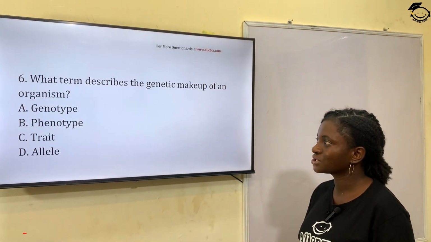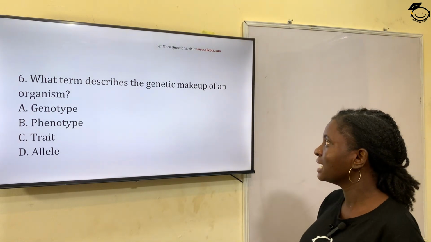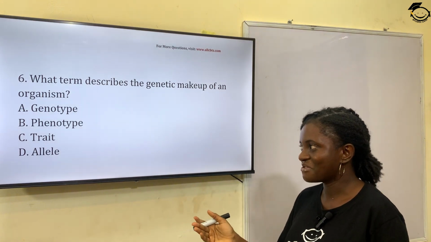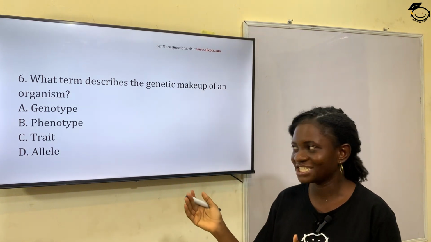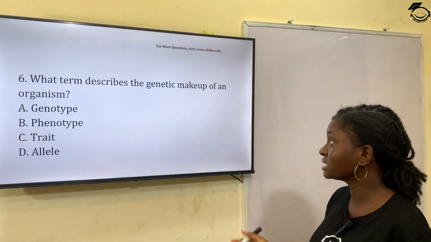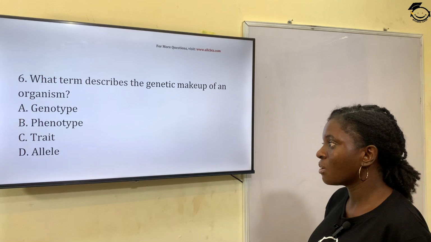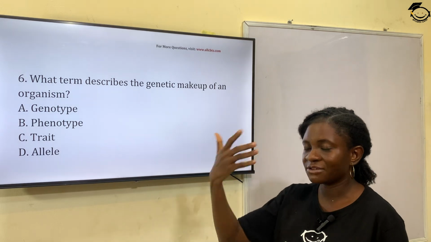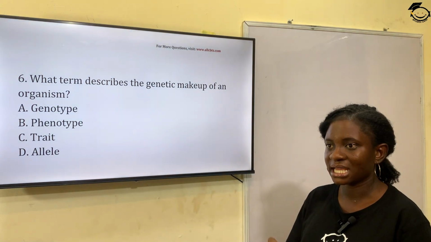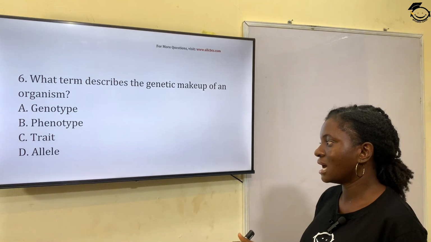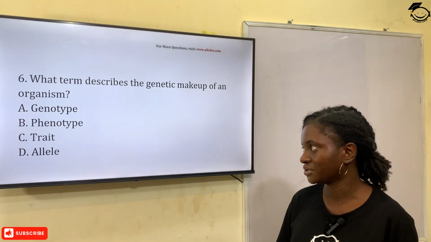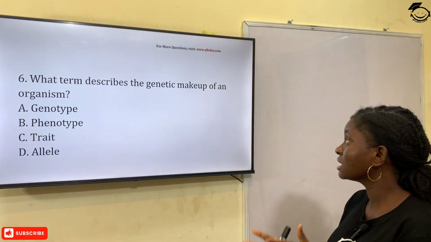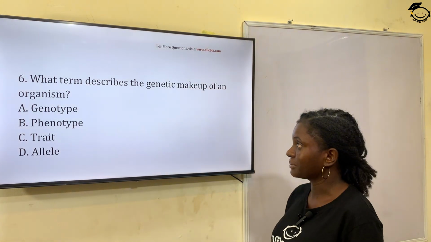Question 16. What term describes the genetic makeup of an organism? Genotype. From the first few words, gene, genotype. Genotype is the genetic makeup of an organism, while phenotype is what you observe, the observable traits. A trait is a specific characteristic, and alleles are different forms of a gene. So the correct answer to this question is genotype.